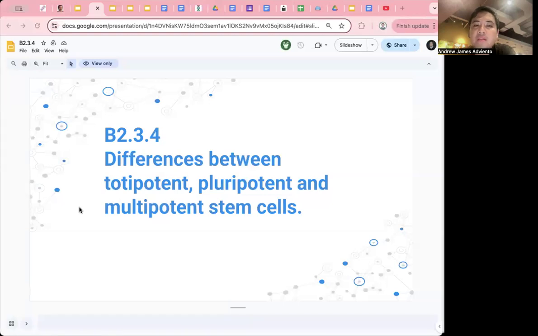So by the end of the lesson, you should be able to define totipotent, pluripotent, and multipotent stem cells. You should be able to identify examples of each type, explain why pluripotent stem cells dominate early embryonic development, and explore the revolutionary discovery of induced pluripotent stem cells.